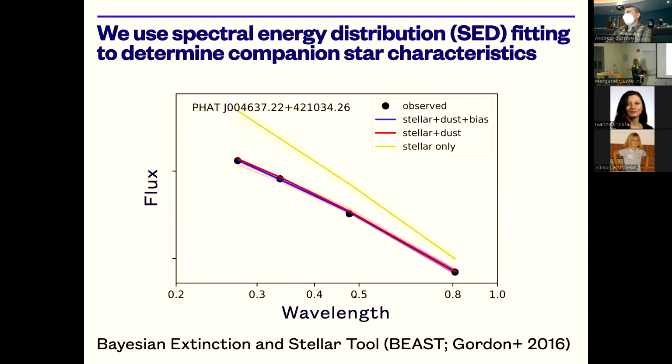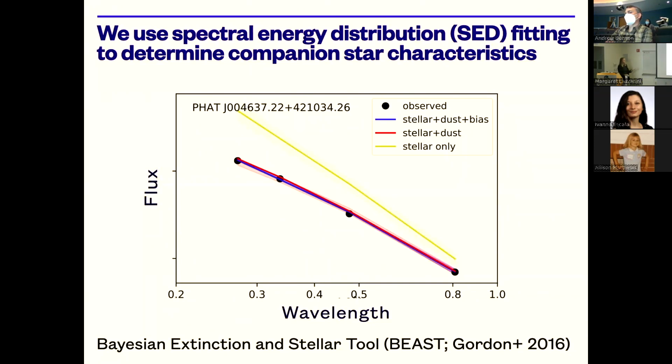So showing you for our PET HMXB that I introduced earlier, this is the SED for this individual star. The black points indicate its measured brightness in the 4 HST bands that we use here. We have 6 HST bands in our data, so we have 2 near UV, 2 optical, and 2 near IR. In our SED fitting, we don't use the IR bands due to really high levels of crowding in the IR images. So we focus on these 4 optical and UV bands.